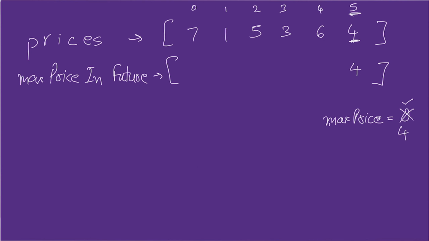Now we go to the 4th day, and we can see the price there is 6, and 6 is greater than max price.